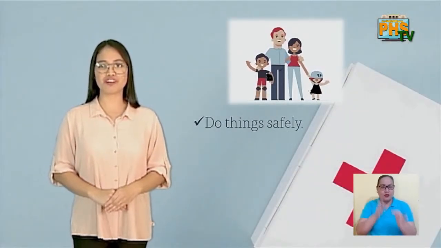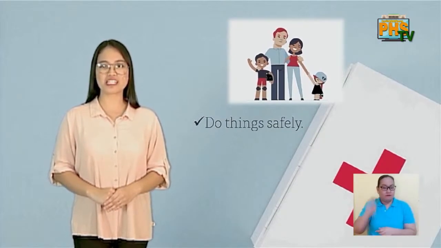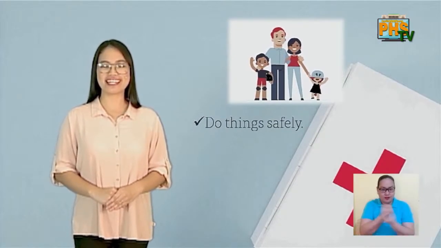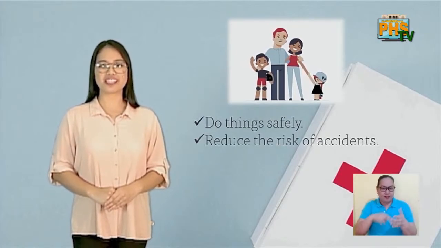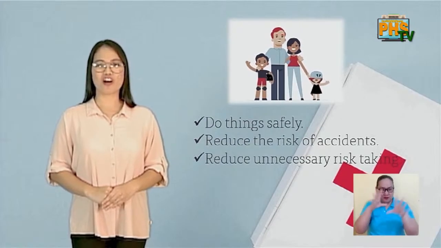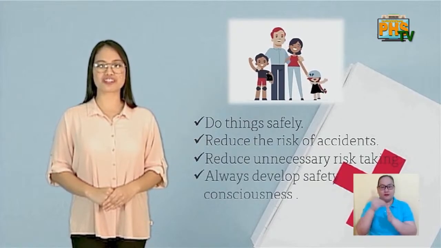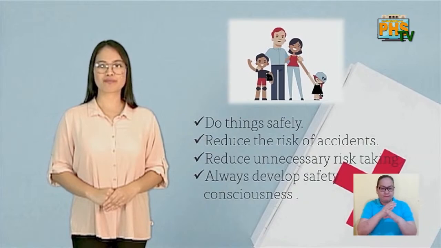Always remember that if you want to live happily, you must do things safely. Reduce the risk of accidents. Reduce unnecessary risk-taking. Always develop safety consciousness. Once you internalize safety awareness in your system, everything else follows. As the old cliche goes, you don't need to know the whole alphabet of safety. Just remember and follow its ABC.